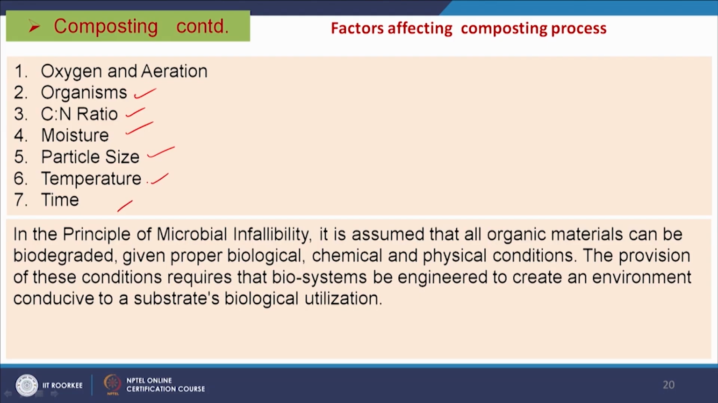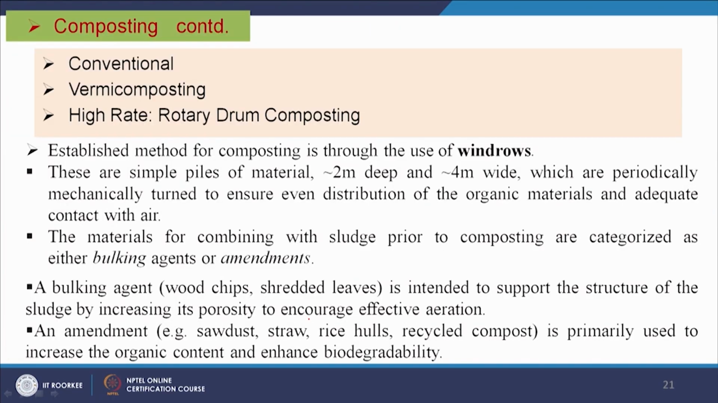And in the principle of microbial infallibility, it is assumed that all organic materials can be biodegraded given proper biological, chemical and physical conditions. The provision of these conditions requires that biosystems be engineered to create an environment conducive to substrate biological utilization. Now, if we see, there are different types of composting methods, like conventional, vermicomposting and high rate or rotary drum composting.